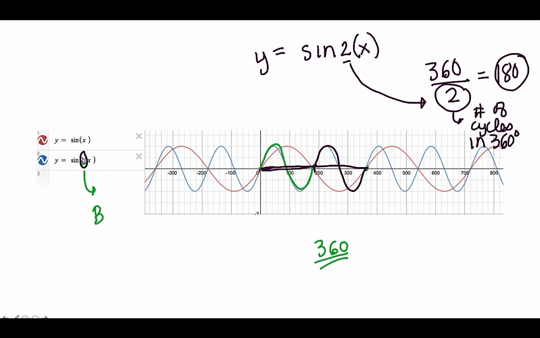You can now think of this number 2 as the number of cycles in 360 degrees, or 2 pi. So in the period from 0 to 360, there would be 2 cycles. Another way of naming this 2 is that we call it the frequency. Notice that in your radio, we have the frequency of the FM station or the frequency of the AM station. That refers to the number of cycles per unit of time.